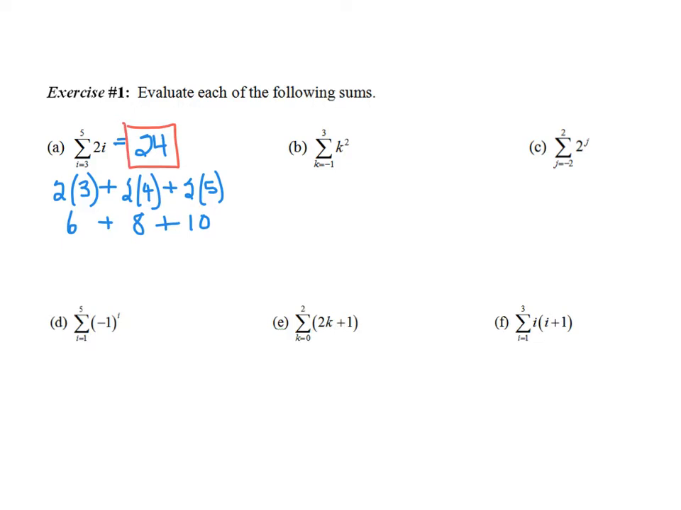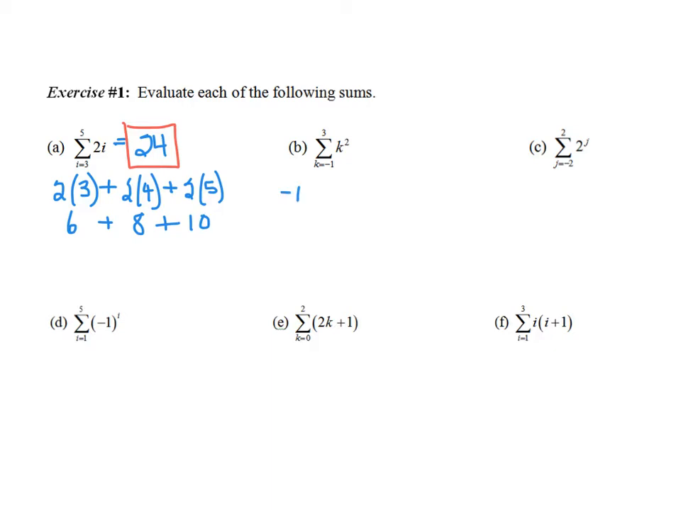Now our function can look like anything, and our index can be, as I said, any letter of the alphabet, usually a lowercase letter, and our index can begin and end at any whole number. Actually, I guess it would be an integer because indices can also be negative. So let's go on to part B. K starts at -1 and K goes to the number 3. I'm going to substitute K into the function K squared.